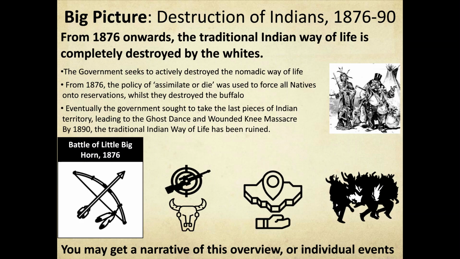Destruction of the Indians' way of life. From 1876 onwards, the traditional Indian way of life is completely destroyed by the whites. The government seeks to actively destroy the nomadic way of life. From 1876, the policy of assimilate or die was used to force all natives onto reservations while they destroyed the buffalo. Assimilate means become like the whites, live in houses and farm and live in families.